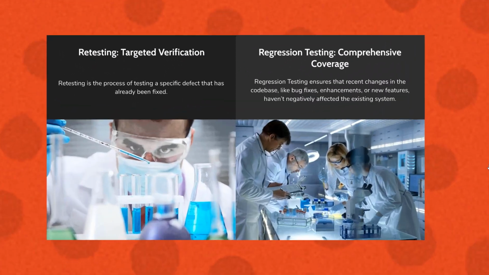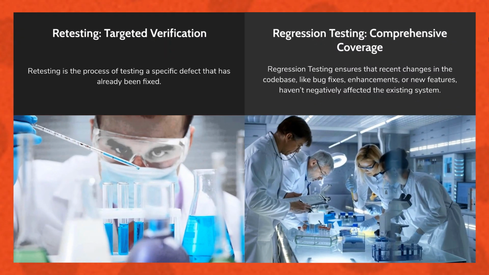Okay, let's speak now about what regression testing is. Regression testing is a much broader term. It ensures that recent changes in the code base, for example, bug fixes, enhancements, or new features, haven't negatively affected the existing system, or some feature, or some functionality. Regression testing is about making sure old functionality still works after new changes.